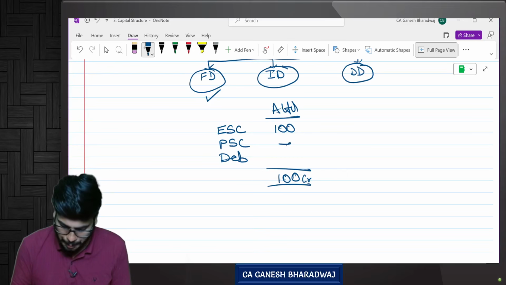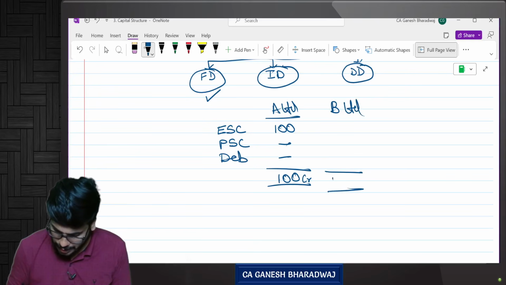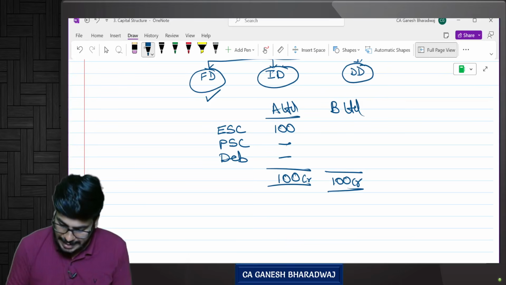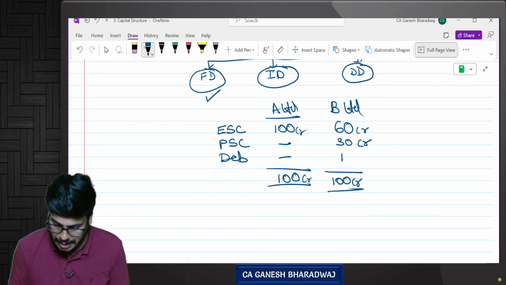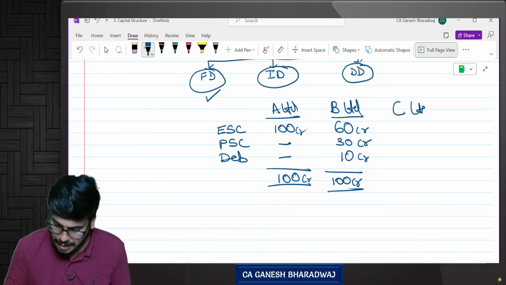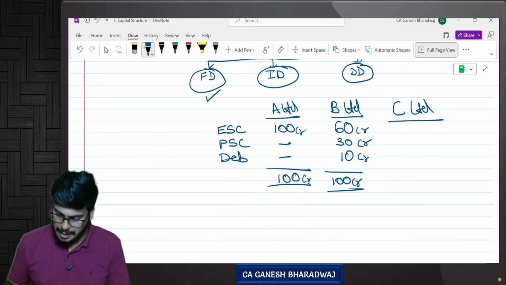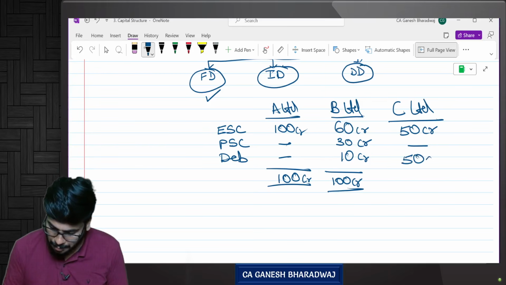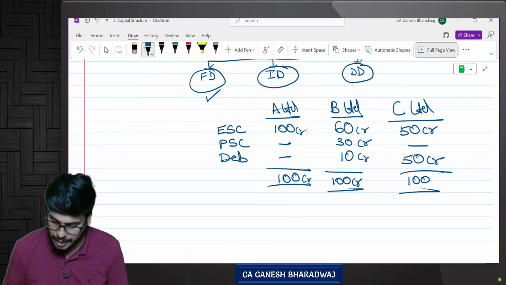Are you clear with this? No preference, no debt. Let's say B limited is there. They have also raised a total of 100 crores. But for B limited, they have raised 60 crores from equity share capital, then 30 crores from preference share capital, 10 crores from debenture mode. Let us take C limited. C limited has raised 50 crores from equity, nothing from preference, and 50 crores from debentures. So overall, they have also raised 100 crores.